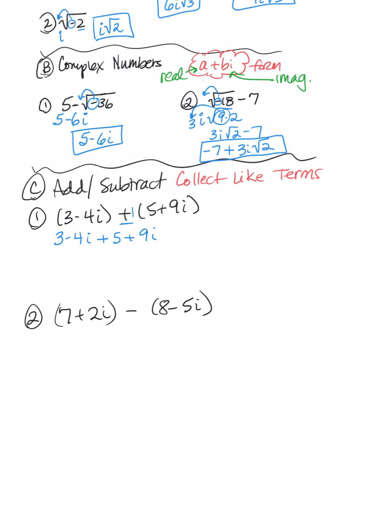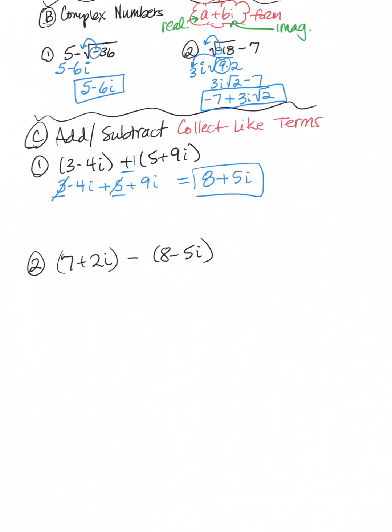Now I'm just going to combine like terms. I want the real terms in the front. So I'm going to do 3 plus 5 gives me 8. And then I do the imaginary parts in the back. -4i plus 9i, so it's like -4x plus 9x. Treat it the same, would be plus 5i.